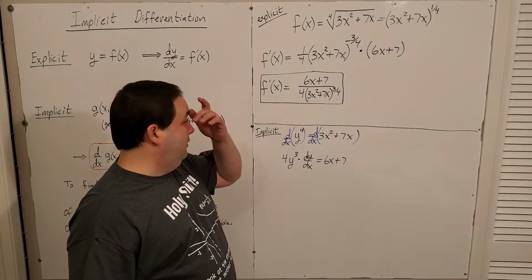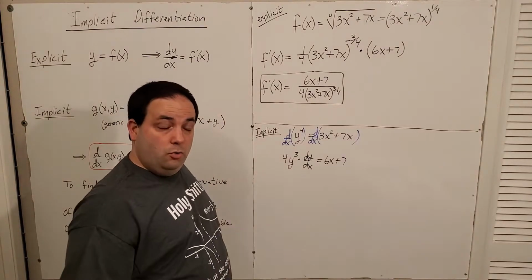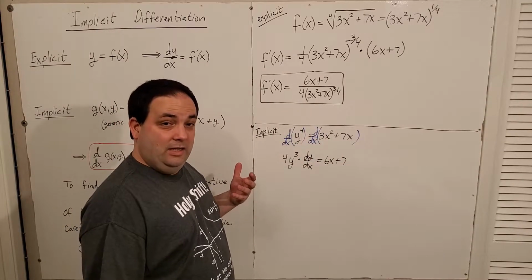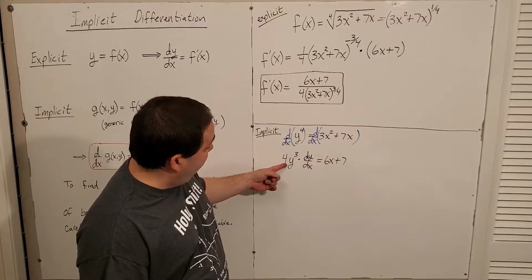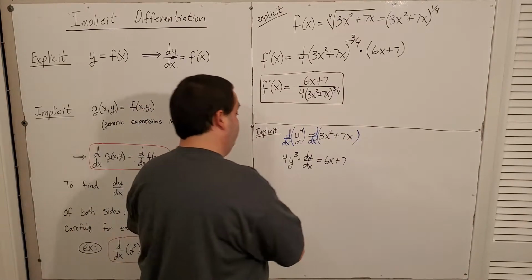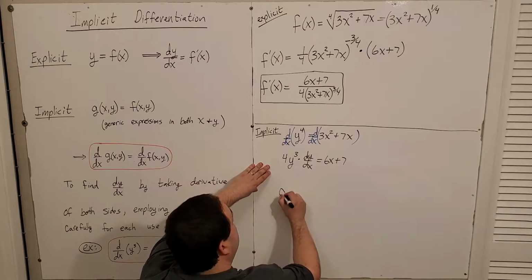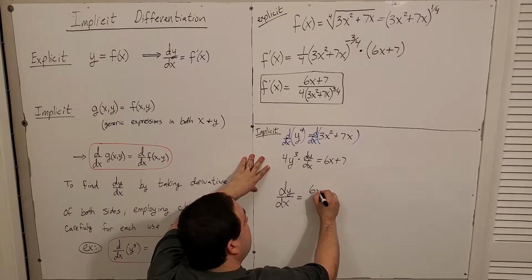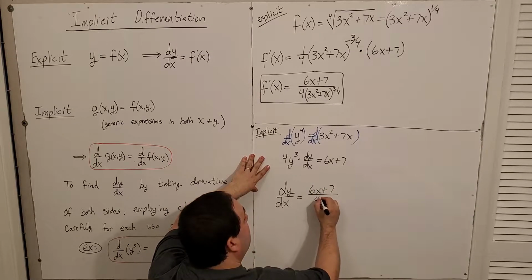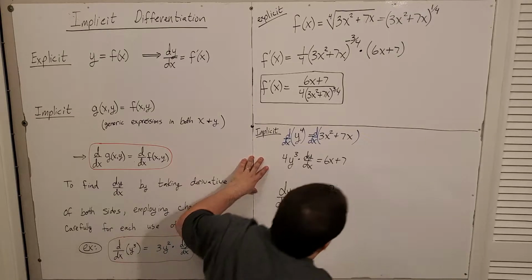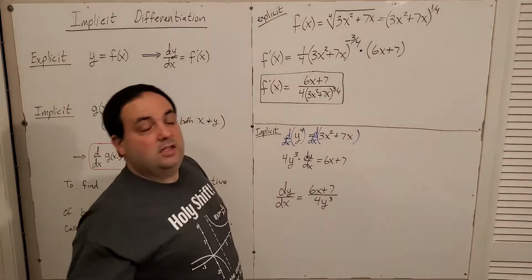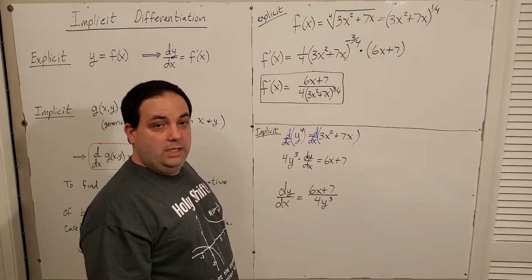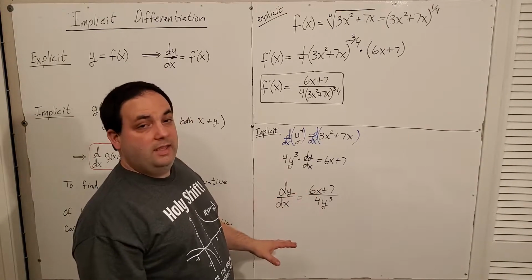Okay, now remember, what we're interested in is a derivative function or a derivative expression, and that's where dy over dx is isolated, okay? So I'm going to divide the 4y cubed to the other side. So I have dy over dx is equal to 6x plus 7 over 4y cubed. Depending on your situation, this is a completely fine mode to leave it in, okay? You don't have to simplify anything else.